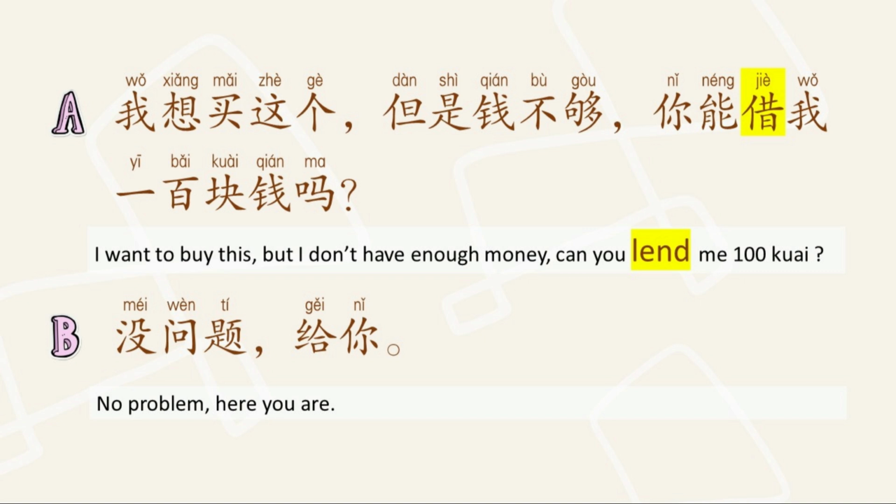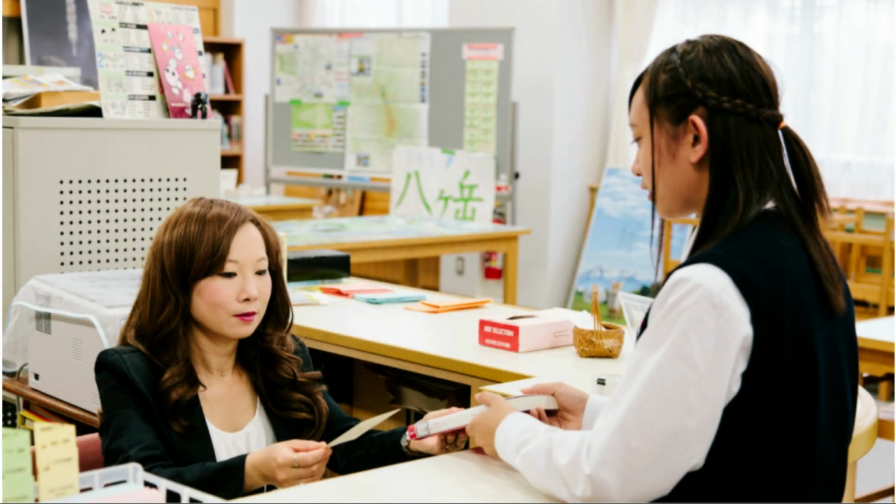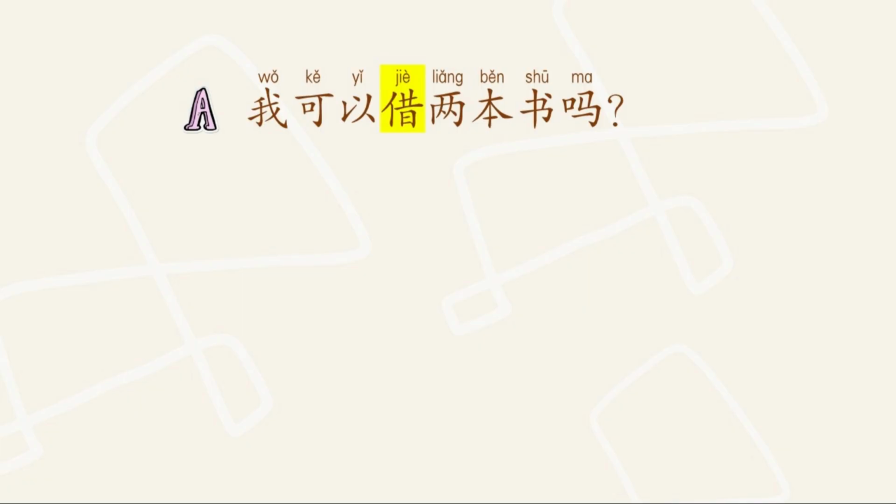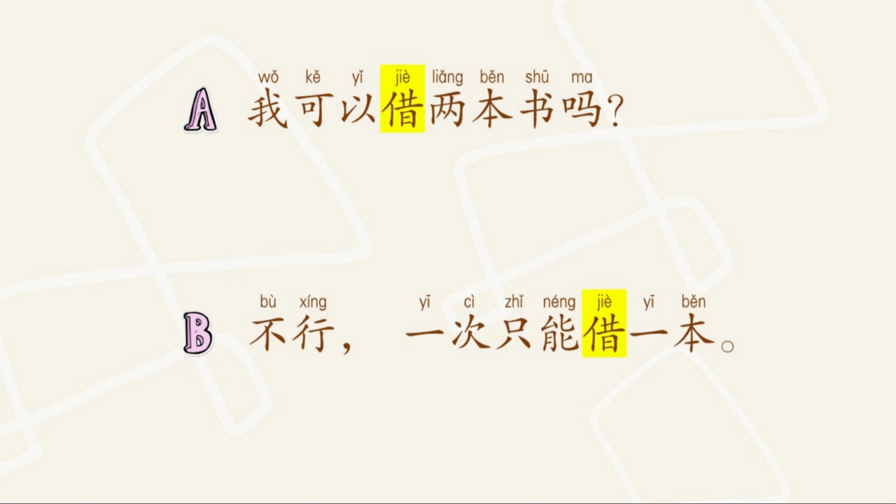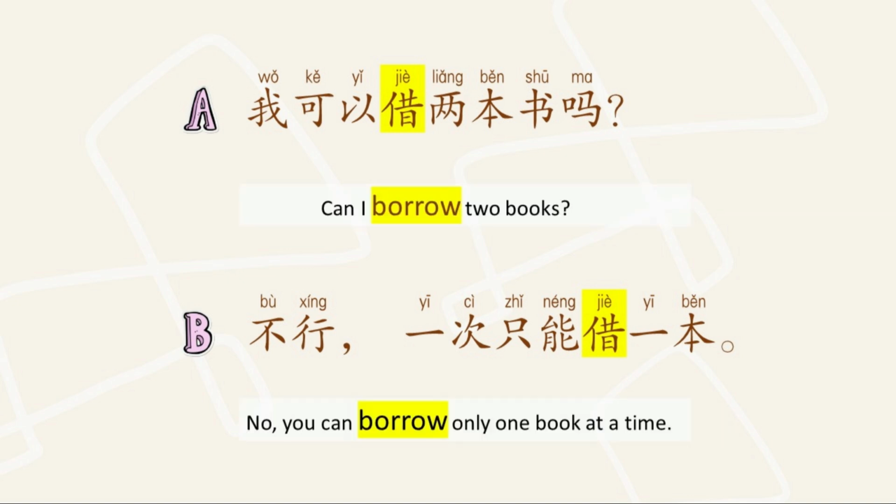I want to buy this, but I don't have enough money. Can you lend me 100 块? Okay, the second conversation. This conversation happens in the library between a student and the librarian. 我可以借2本书吗？不行，一次只能借1本。So you know where this conversation is happening? So it's quite clear that here the 借 means to borrow.